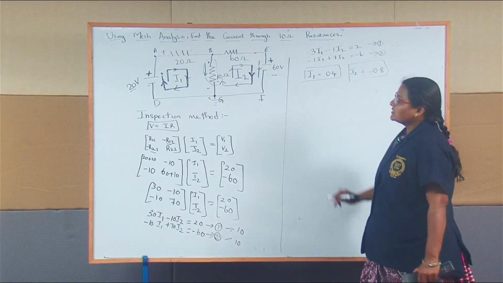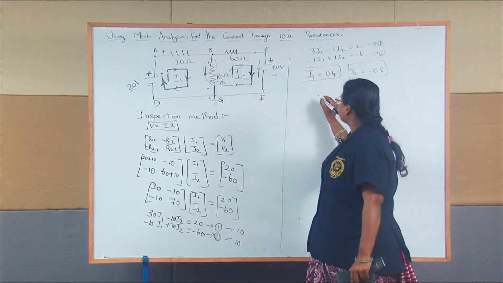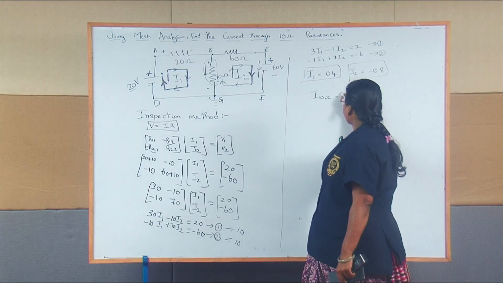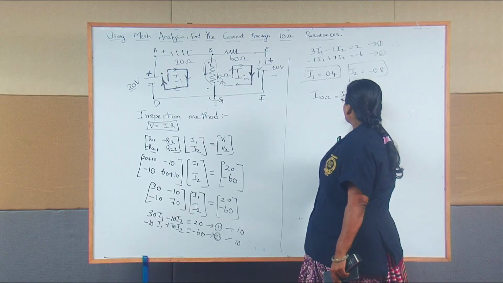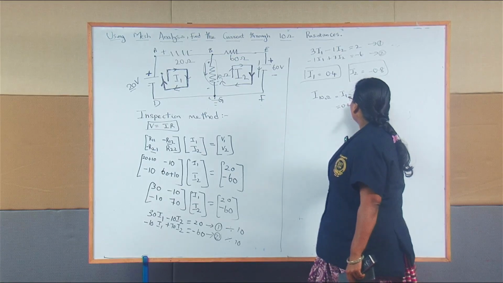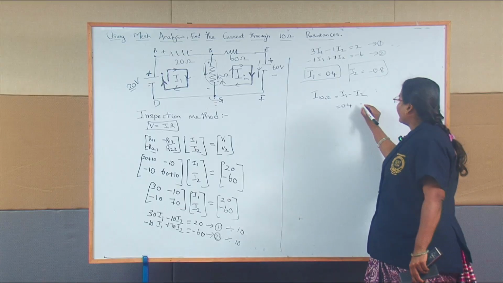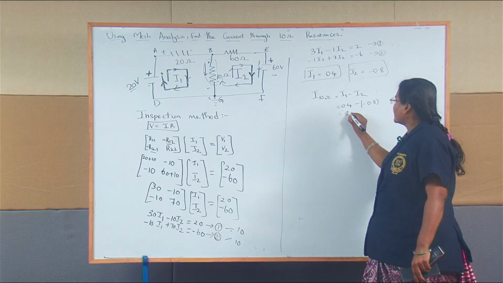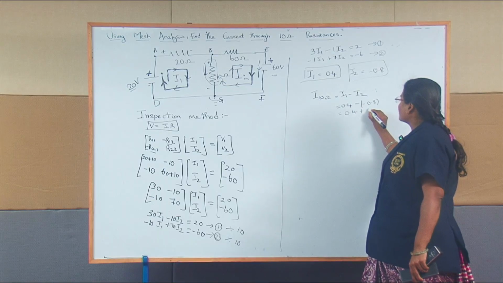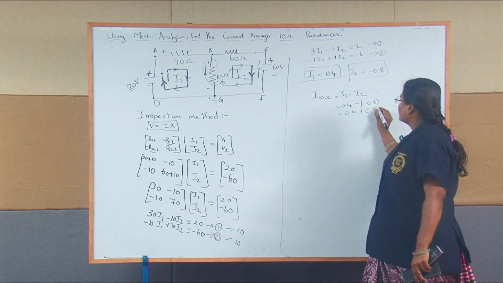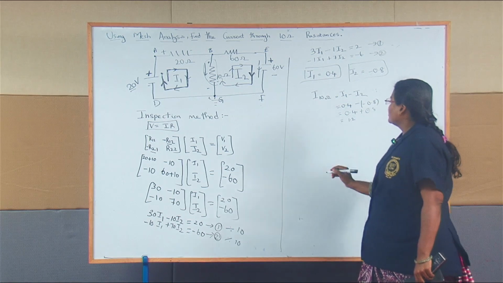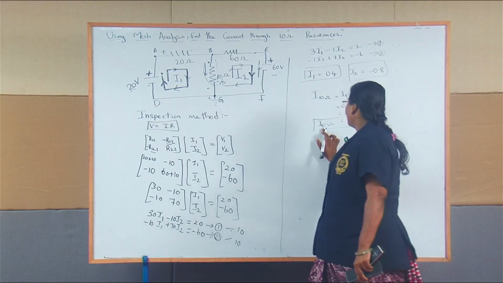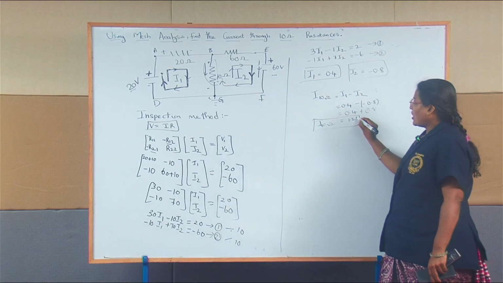So they asked the current flowing through this 10 ohm resistor. So I 10 ohms is equal to I1 minus I2. I1 is 0.4, and I2 is minus 0.8. So minus of minus 0.8, minus minus will become plus, 0.4 plus 0.8, it will become 1.2. So the current flowing through the 10 ohm resistor is 1.2 amps.